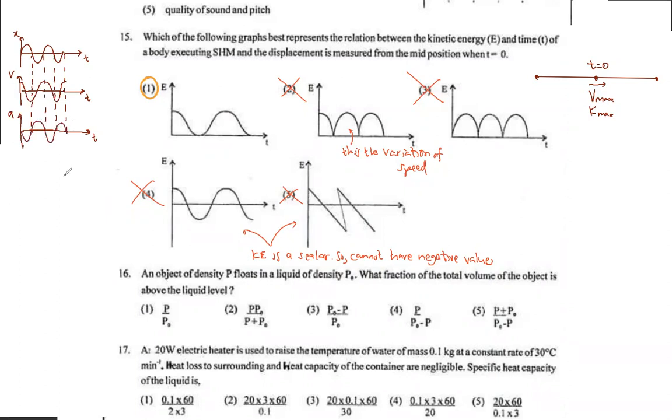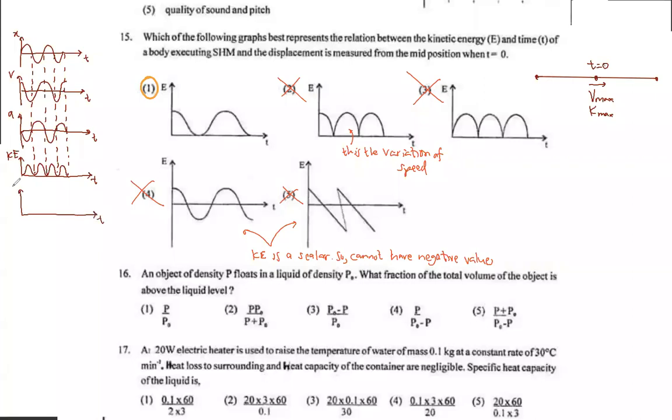On the other hand, if you draw the graph for kinetic energy, it will not have negative signs. It will look like this. These are the reference points, 1, 2, 3, 4. It will not be exactly the same as velocity. It will go like this. Understood? That's why we went with option 1. Fourth is wrong. It can't have negative.